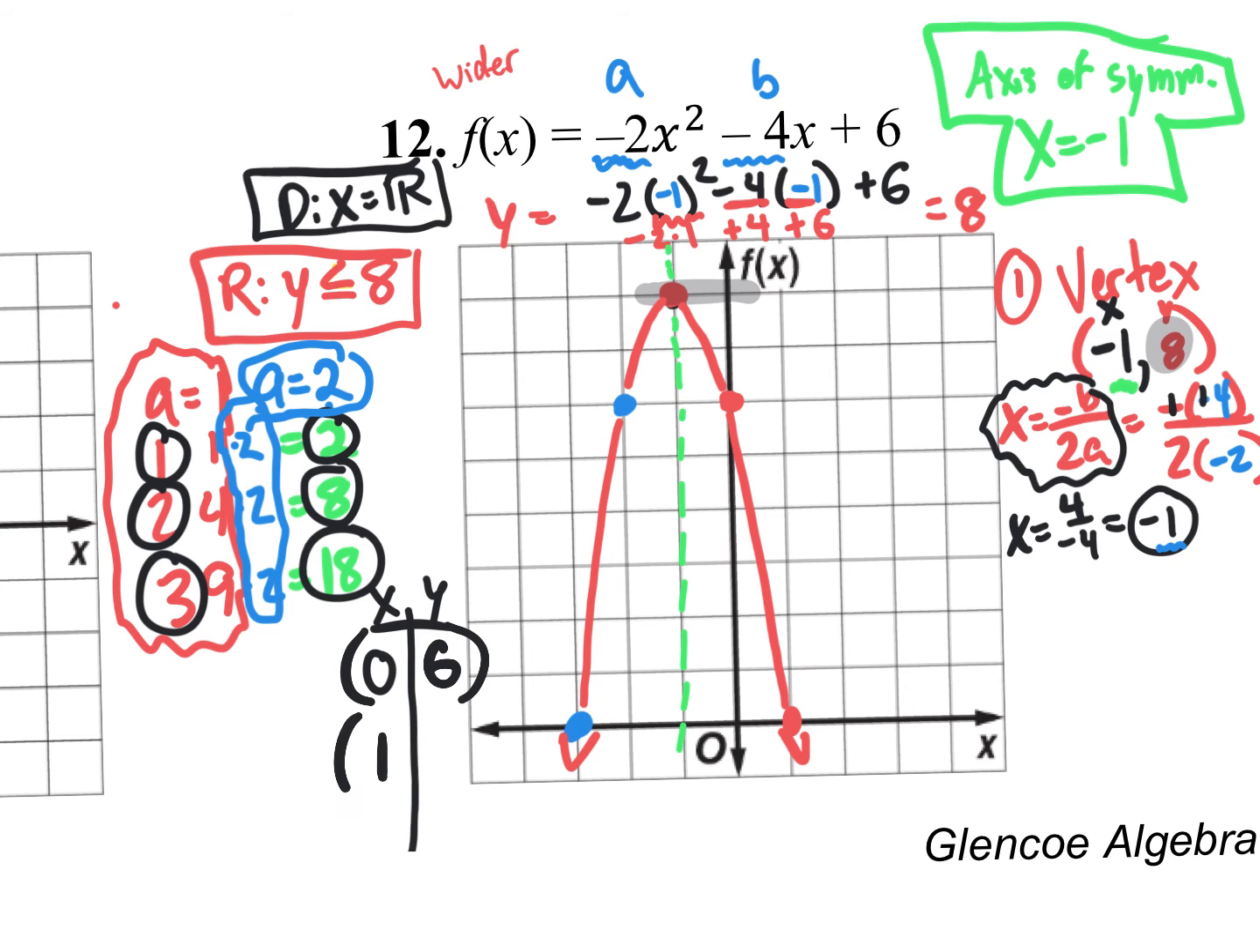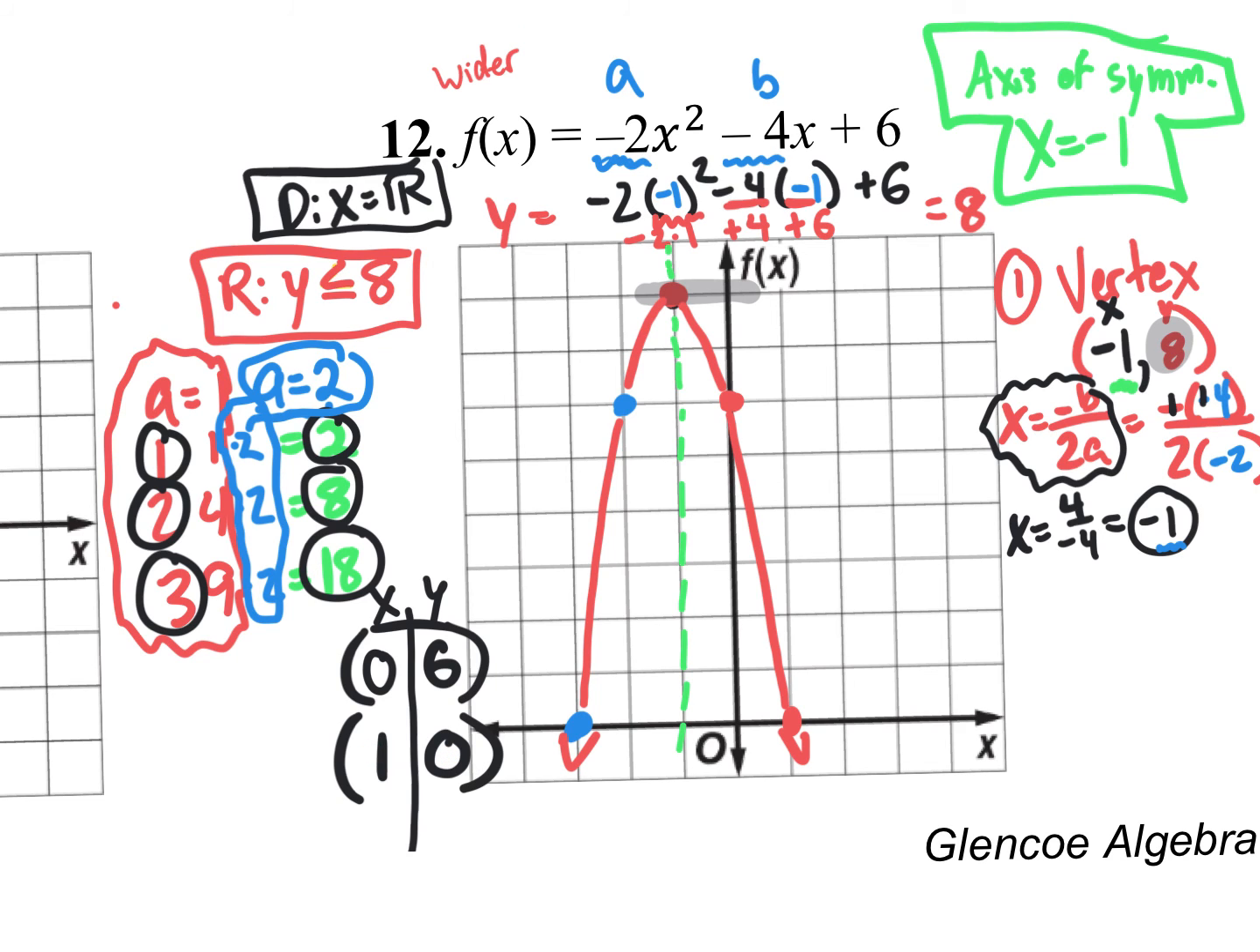You could also plug in the number 1. Let's plug in the number 1. What would happen? 1 squared is 1. Negative 2 times 1 is negative 2. 4 times 1 is 4. Negative 2 minus 4 is negative 6. Negative 6 plus 6 is 0. And you get another coordinate. Again, the input 0 gave us the output 6. The input 1 gave us the output 0.